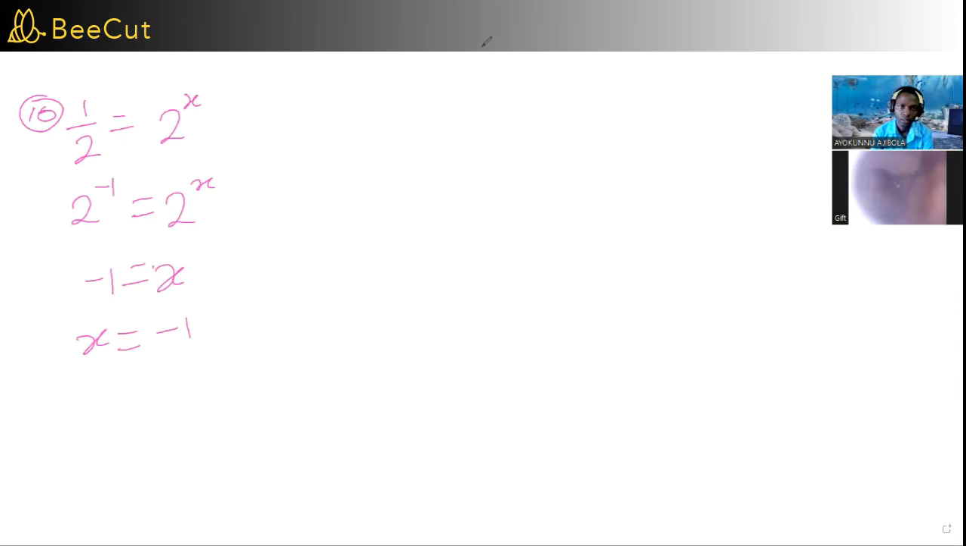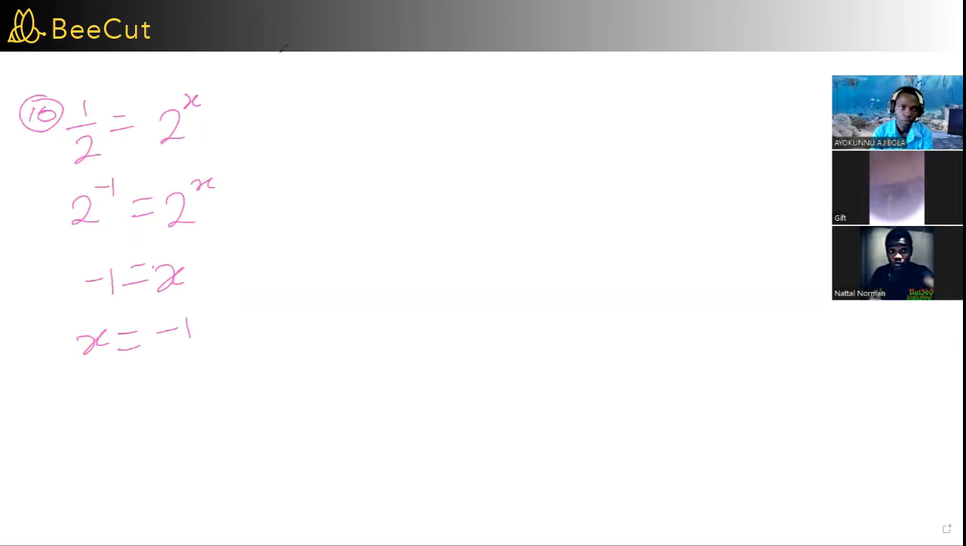So 1 over 2 equals 2 raised to power something. Here I can say 2 raised to power minus 1 equal to 2 raised to power x. So negative 1 equal to x. Then it means x equals negative 1. So that is question 10. Then we're going to move to number 11 now.